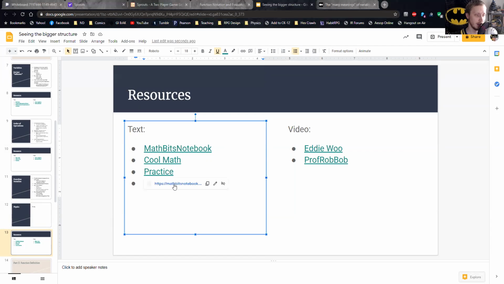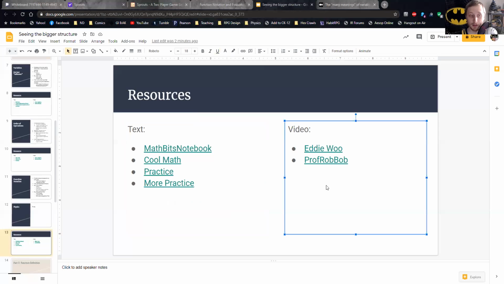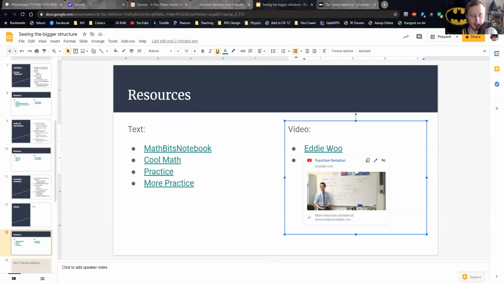Here is a practice from MathBits Notebook themselves. This is actually an online interactive multiple choice. You can click the buttons and submit your answer, and it'll tell you how you did. And if you need even more practice, here is a link to a worksheet. It's got 2 full pages of exercises, and the answers are included at the end, so you can check your work. And a couple of videos. Eddie Wu is a really excellent teacher from Australia, I believe, and he's got his class lesson on function notation itself. I highly recommend watching that.